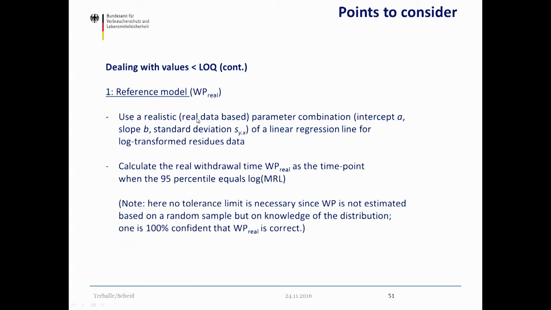So this is the reference model that has been used. It was a realistic data set, and Werner took the intercept, the slope, and the standard deviation of the linear regression line, and calculated the real withdrawal time, the true withdrawal time. So this has no variability. It is a slope, an intercept, and a standard deviation, and so you can have a true withdrawal time. No tolerance limit is necessary, since the withdrawal time is not estimated based on a random sample, but we know how long it is. In this model, we are 100% sure that the withdrawal time is correct.